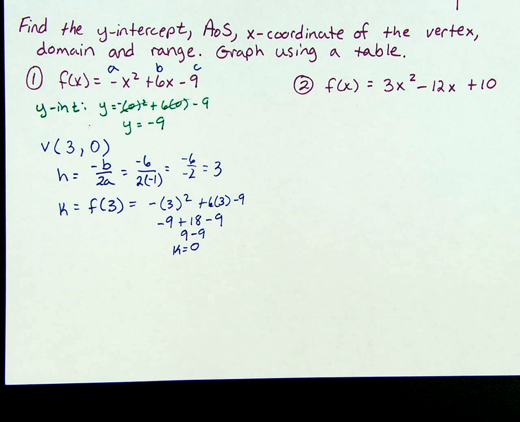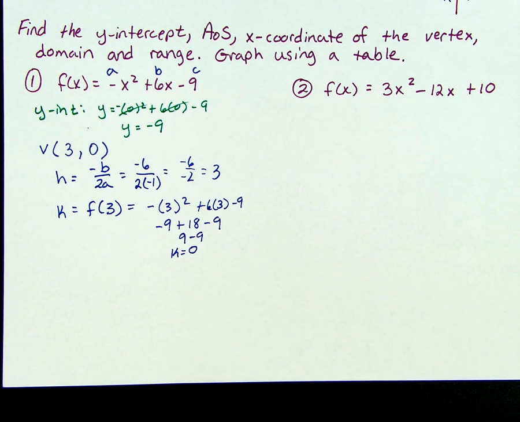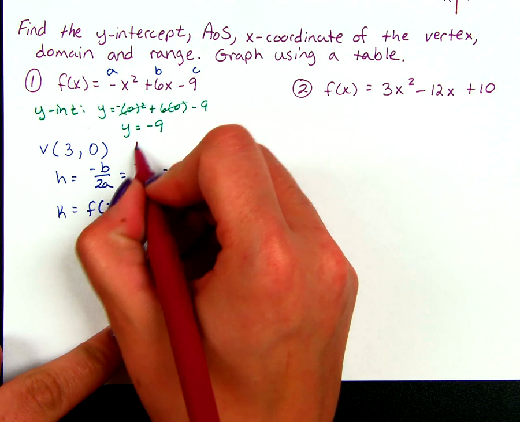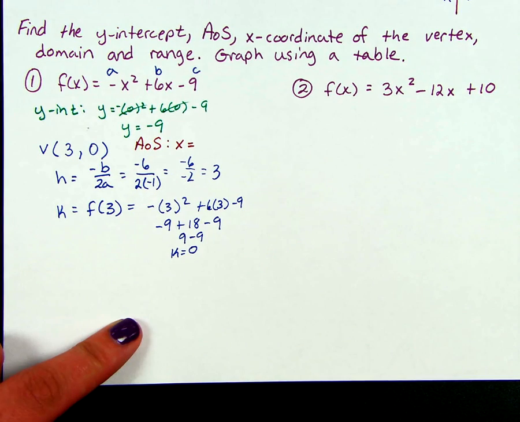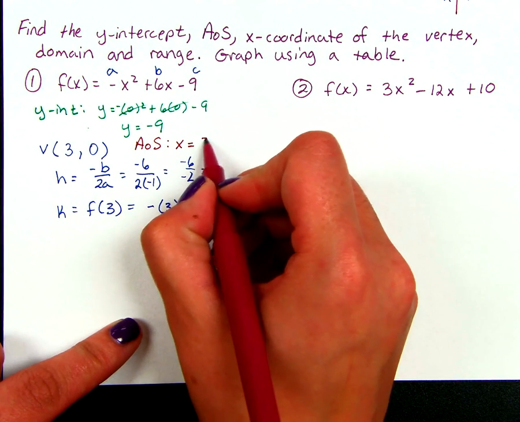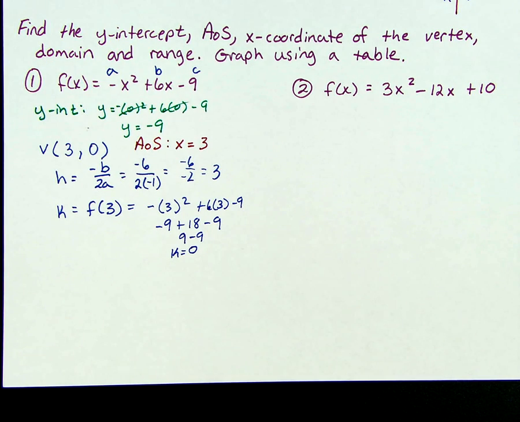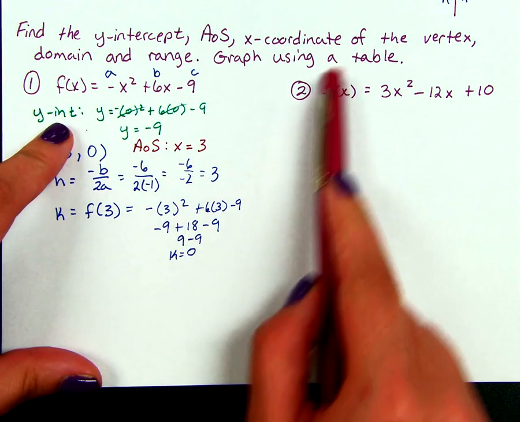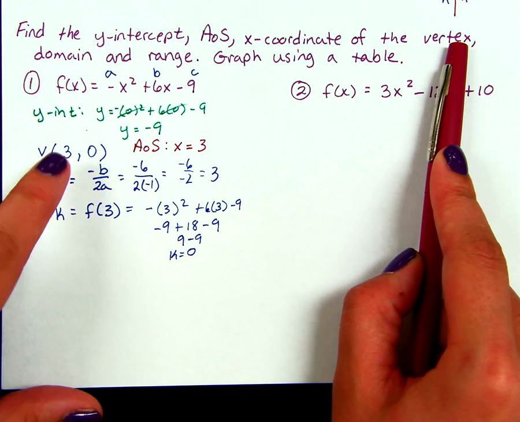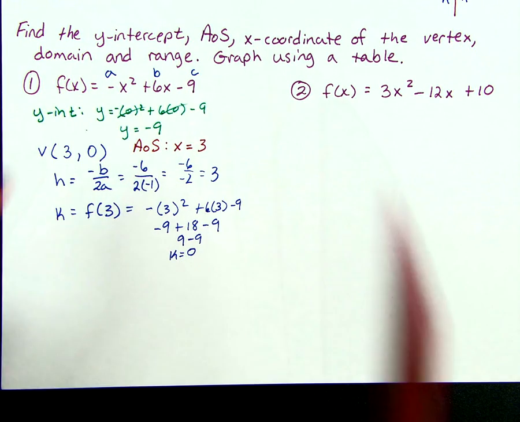Okay, and then we need domain and range and to graph. We have to list our axis of symmetry, so let's go back and list it. The AOS, axis of symmetry, is always x equals whatever our h value is, which we found to be 3. So we have our y-intercept, we just listed our axis of symmetry, and the x-coordinate of our vertex is 3. Now we can do domain and range.